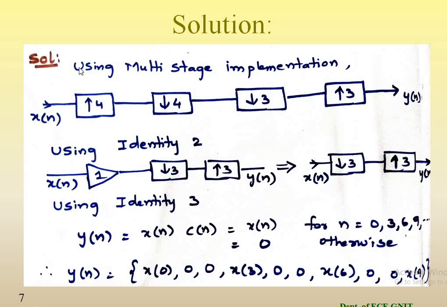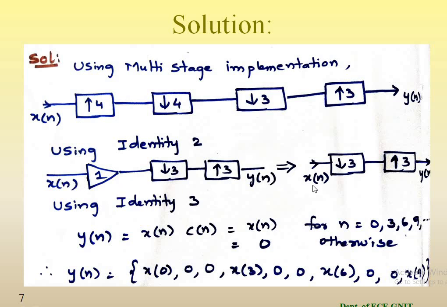When identified, the block diagram will be in this fashion, where we have an upsampler with an upsampling factor of 4 and a downsampler with a downsampling factor of 4, and so on. Let us use identity 2 that we studied in the previous lecture, where an upsampler followed by a downsampler with equal upsampling and downsampling factors gives an output simply equal to x of n itself. We realize this with an amplification factor of 1, and therefore I use identity 2 to replace these blocks with an amplification factor of 1, so that at this point the output is still equal to x of n.